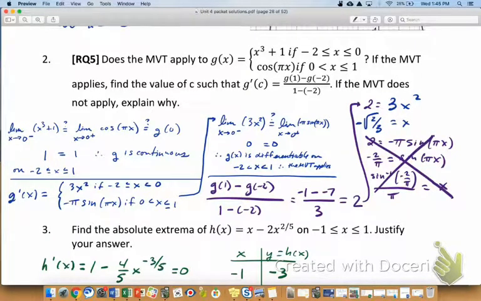So over there on the left you can see that I showed that g is indeed continuous, and then I showed that g prime is differentiable. Why did you get rid of...? So I get the right answer.